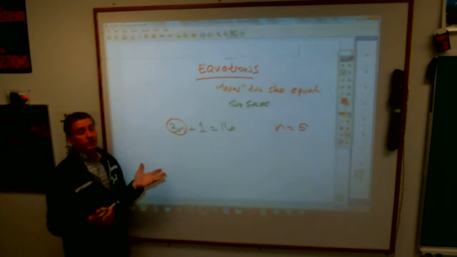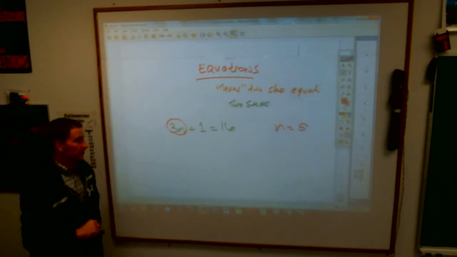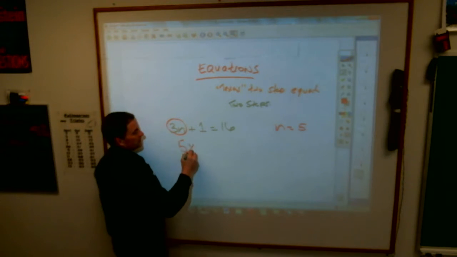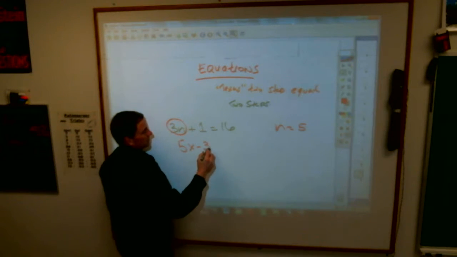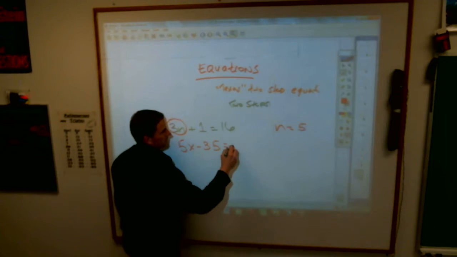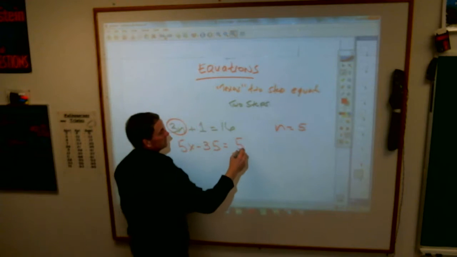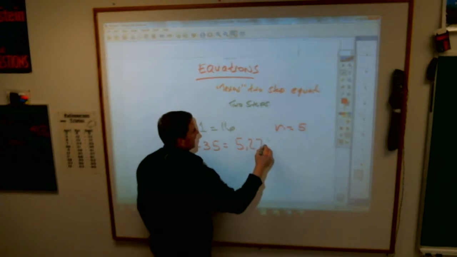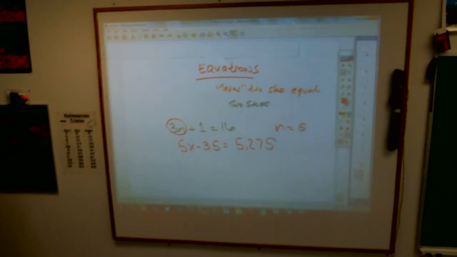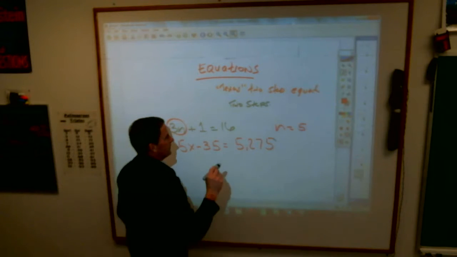Okay, and that's all well and good for this one, but if it's something really big, like, I don't know, 5x minus 35 equals, you know, 5,275. Things start to get a little complicated there. So you don't want to have to rely on just looking at it. You want to follow these steps.